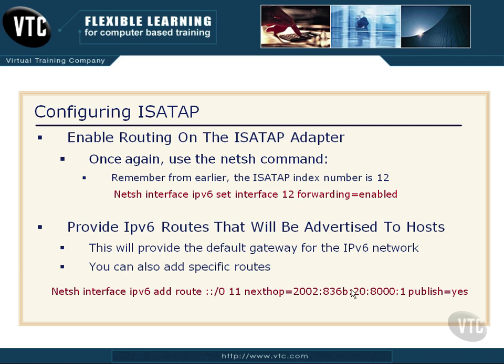Now, if all this IP version 6 stuff is a little bit foggy, welcome to the club. It's going to take some getting used to. But watch this part of this video, watch part 2 of configuring ISATAP a couple of times. I would strongly encourage you to go through this on your own machine and just get comfortable with it. But this is the way to manually configure ISATAP on a Windows Server 2012 box.